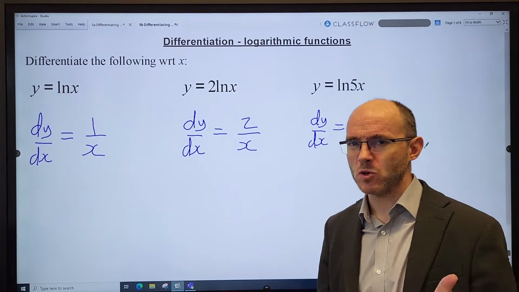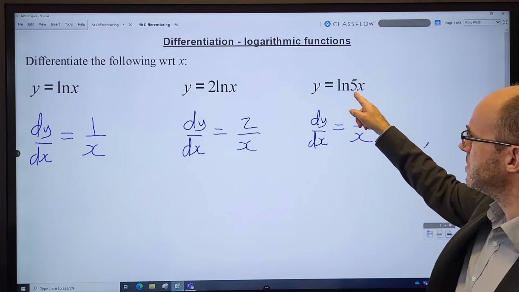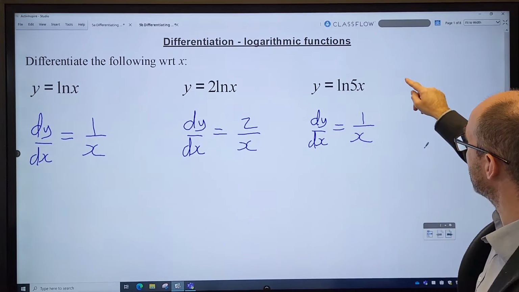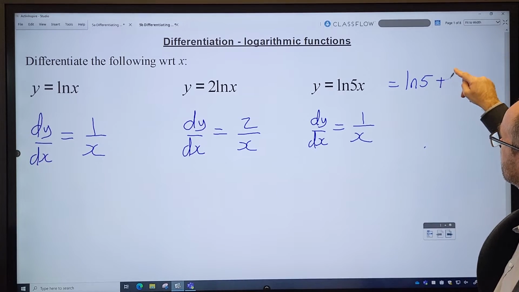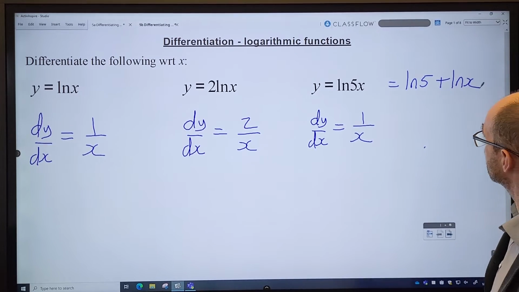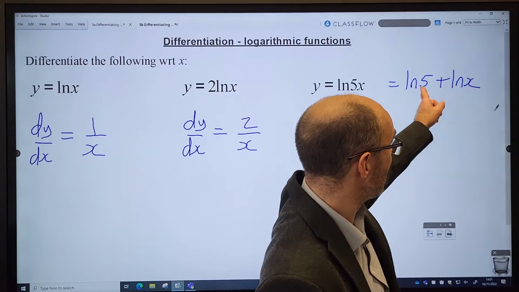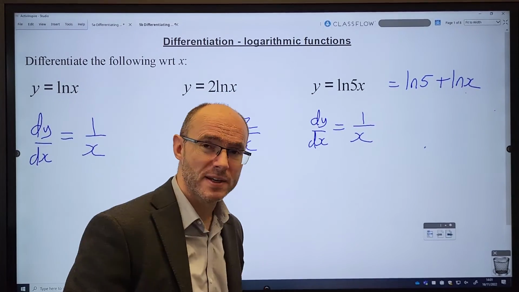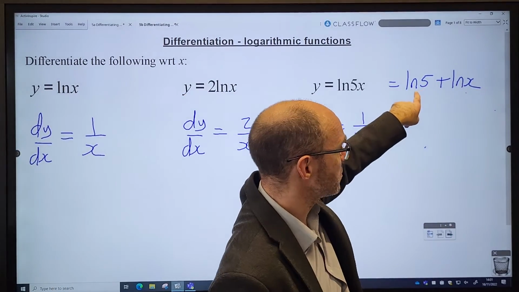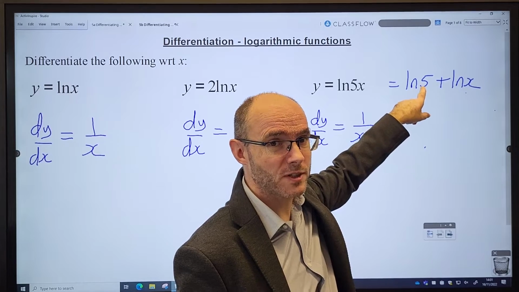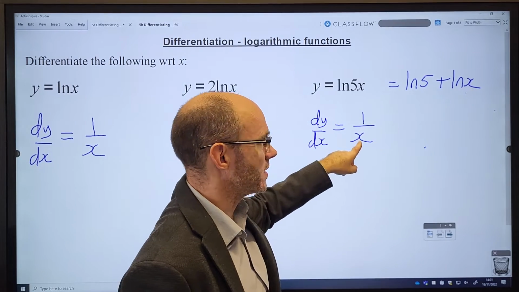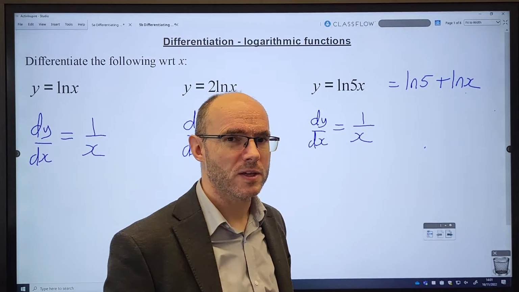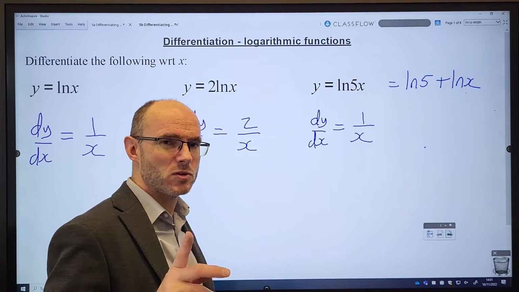Reason number 1, using our laws of logarithms, you can rewrite natural log of 5x as natural log of 5 plus natural log of x. Remember how the log rules work? Multiply the 5 and x together to get the 5x. Now, when we differentiate these, that's just a number, a constant, so that would be 0. And then you differentiate natural log of x to get 1 over x. That's one reason. Another reason, using the chain rule.